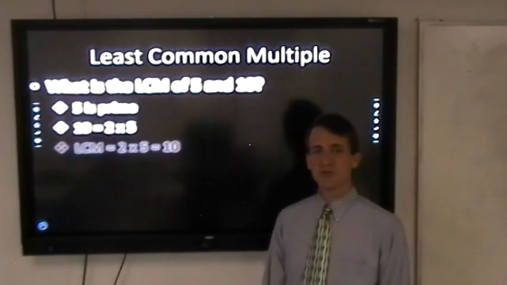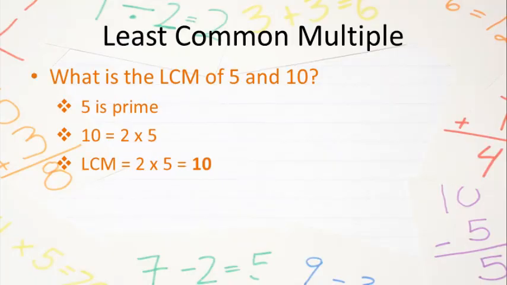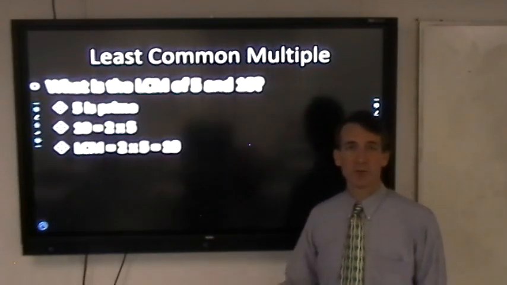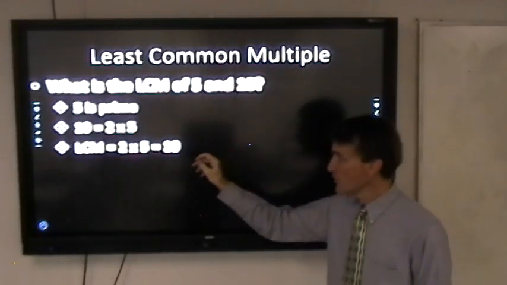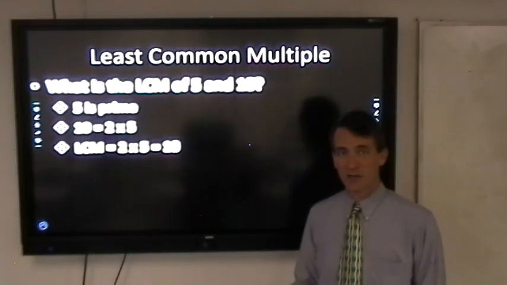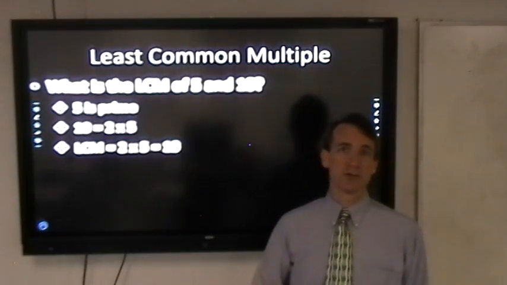Well, that gives me 2 times 5, which means my least common multiple is one of the numbers that I have, the 10. Now, the least common multiple, if you do have as one of your numbers, the number that it has to be would have to be the largest of the numbers. So you're not going to have a least common multiple smaller than your largest number.